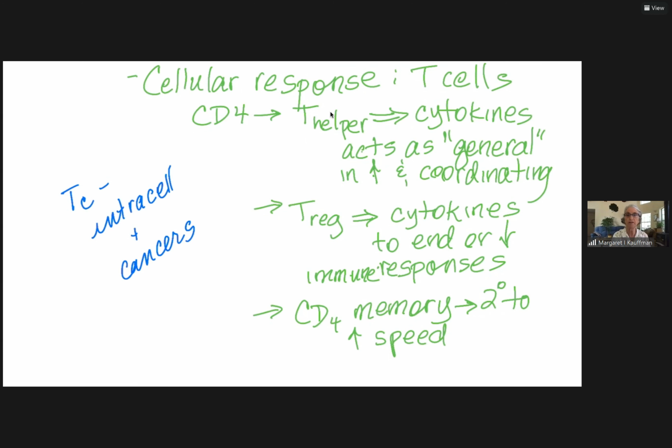cytokines released by these T helper cells. These are the ones that are going to help not only enhance your innate response that I alluded to before, but they are also required to coordinate and to initiate the rest of the adaptive response, again, almost always. And then we have these interesting regulatory cells called T regulatory that are important in ending the immune response, and we make memory cells.